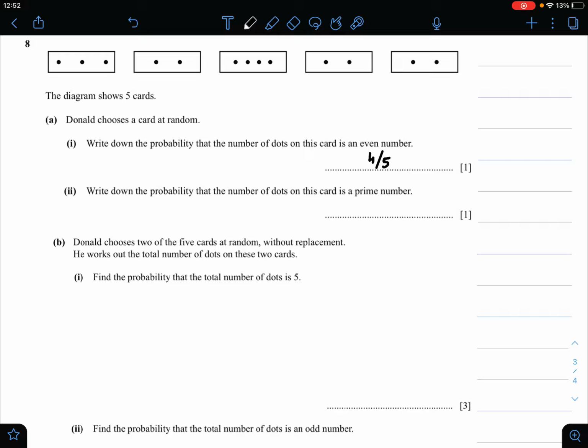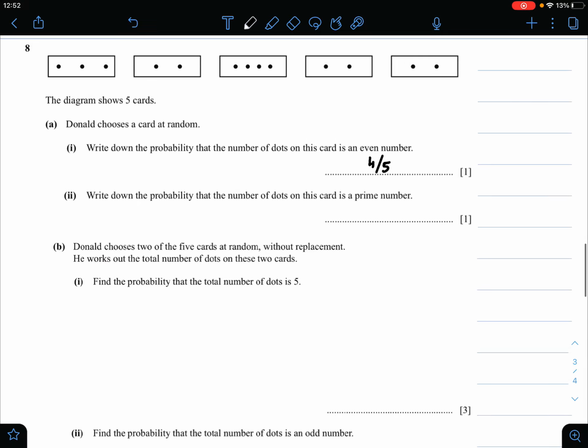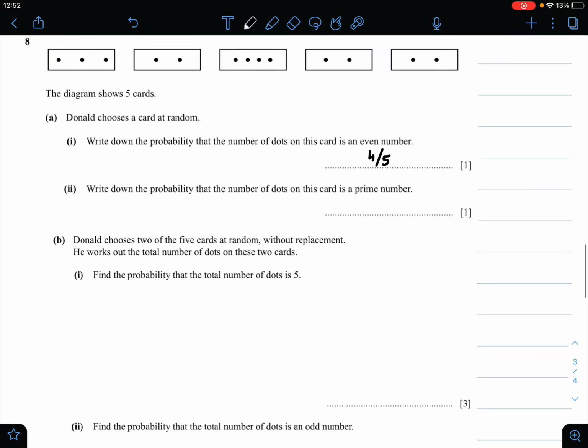So for part A2, they are asking us to write down the probability that the number of dots on this card is a prime number. So let's first count how many prime numbers there are. 3 is a prime number. A prime number is a number that's only divisible by itself and 1. So 3 is a prime number, 2 is a prime number, 2 is a prime number, and again 2 is a prime number. So there are 3 2's, all of which are prime numbers, and the 3 is also a prime number. So there are a total of 4 prime numbers.